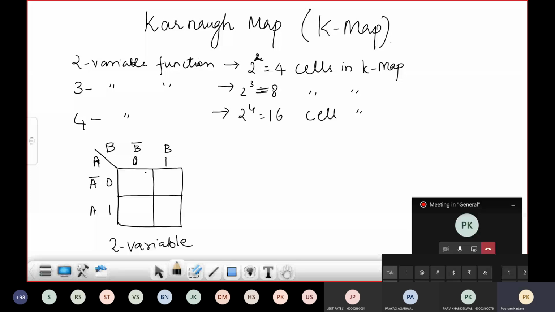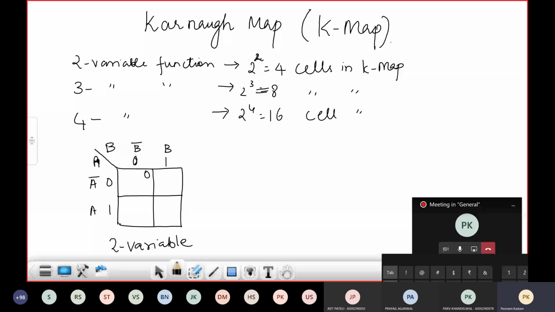If I say A is my MSB input and B is LSB, you always have to look from A. So the label is A bar, B bar, or you can say 0, 0. A bar, B bar is the min term that corresponds to min term number 0, right? So the first cell corresponds to min term 0.